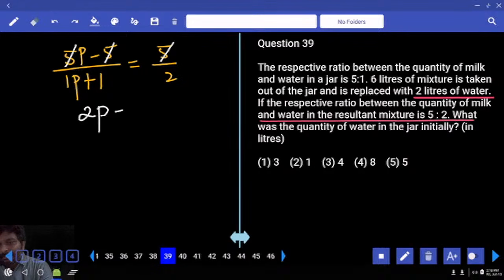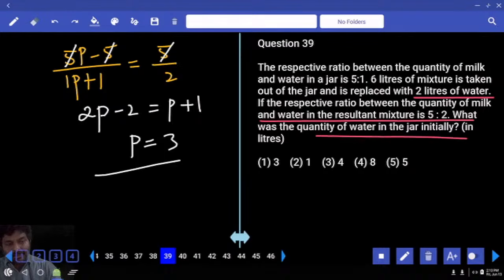2P -2 is equal to P plus 1. P is equal to, what was the quantity of water in the jar initially? Initially water component 1 part, which is 3. Clear?